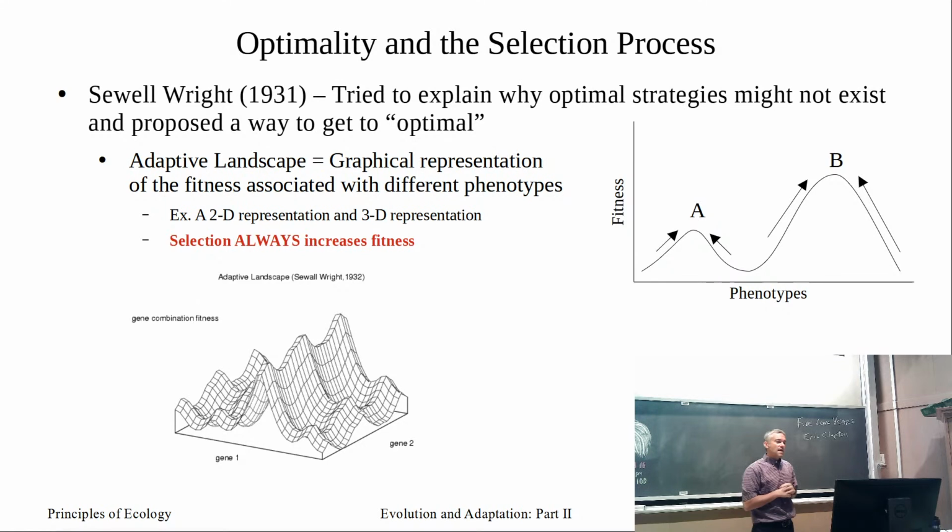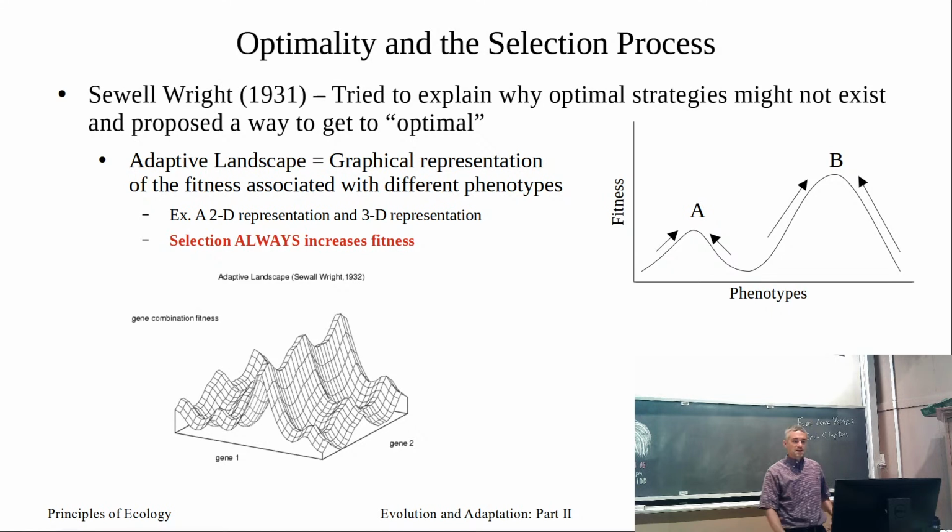And this led him to develop the idea of an adaptive landscape, which is a graphical representation of fitness associated with different phenotypes. I have it here in two different ways: as a two-dimensional figure, and as a three-dimensional graph. What this is looking at is a range of phenotypes. Again, you can think of phenotypes as more of a quantitative trait. It's not just red hair, blonde hair, brown hair, black hair, and so forth. Think of it as height, arm length, finger length, maybe muscle mass. It's on more of a continuous measurement scale.